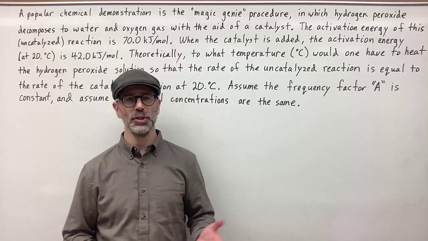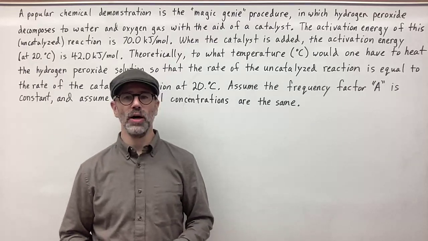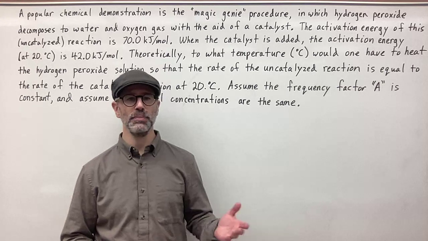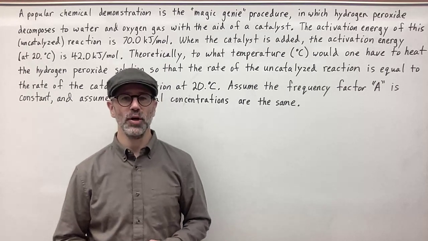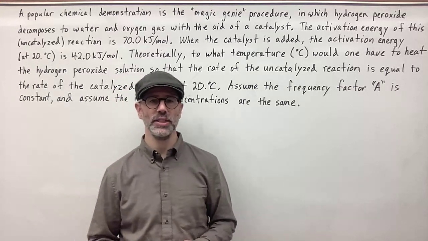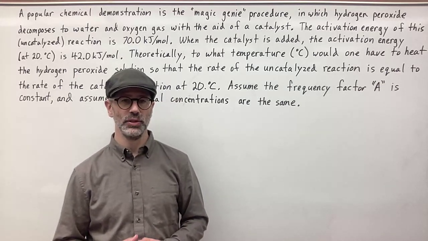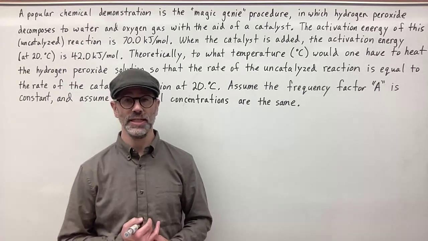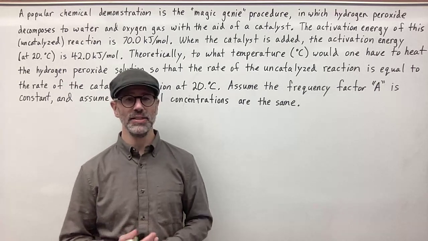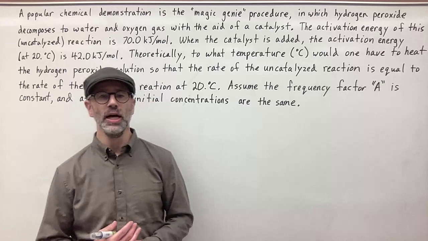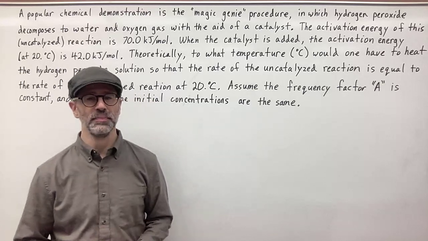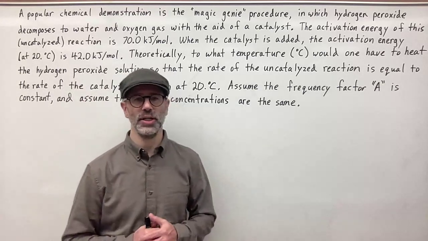Theoretically, to what temperature in degrees Celsius would one have to heat the hydrogen peroxide solution so that the rate of the uncatalyzed reaction is equal to the rate of the catalyzed reaction at 20 degrees Celsius? Assume that the frequency factor A is constant and assume that the initial concentrations are the same. Okay, so there's a lot here, so let's unpack.